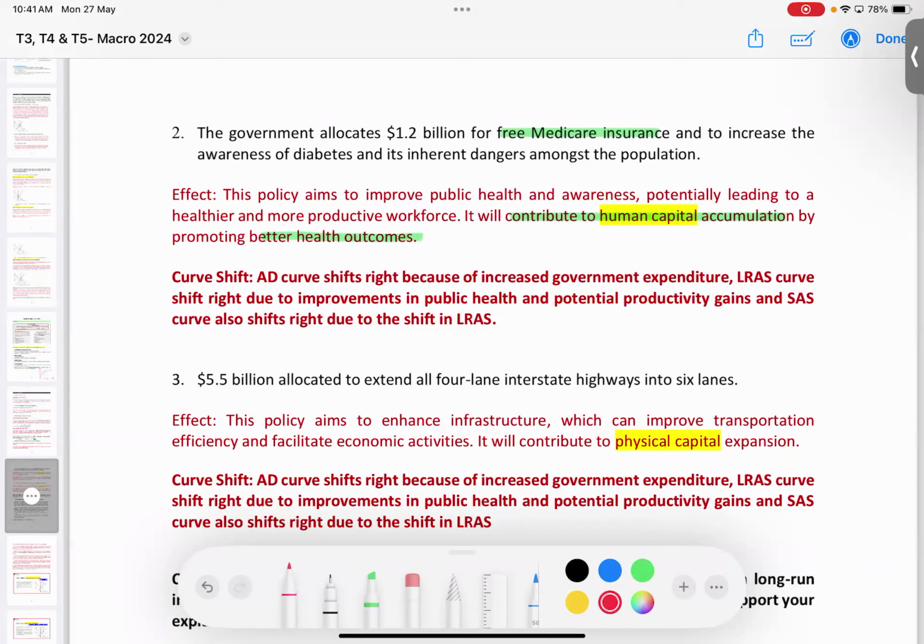First of all, when you talk about the shift, because it affects human capital, we know that it's going to shift the LAS curve, and whatever shifts LAS will shift the SAS as well. And because that includes the government allocation of money, this will also shift aggregate demand. So that means 3 of your graphs will be shifted. AD will shift right, LAS will shift right, and SAS will shift right as well. So 3 things here.